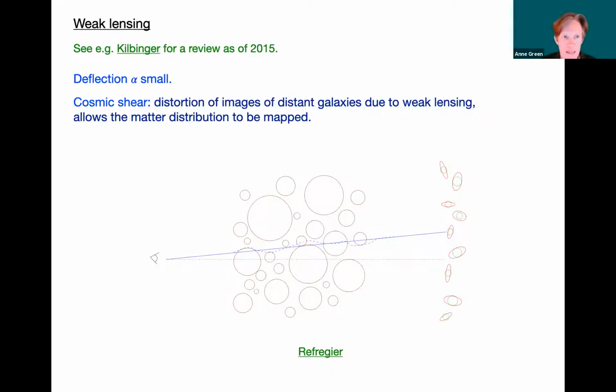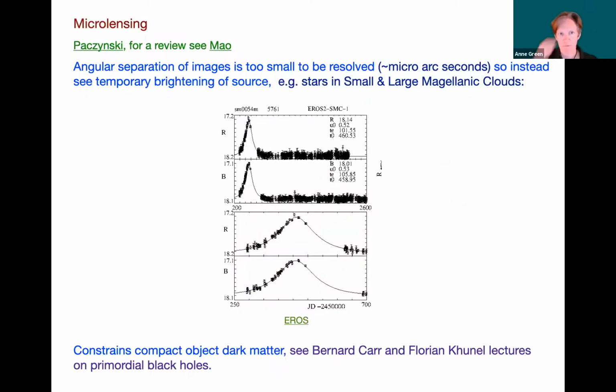So any questions about gravitational lensing? Go ahead. Sorry, in microlensing, is this deflection angle even smaller than weak lensing? I don't really see the difference between microlensing and weak lensing regarding this angle.